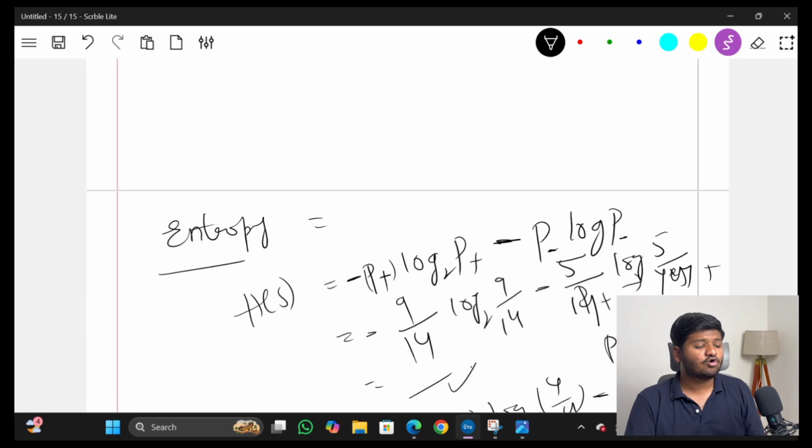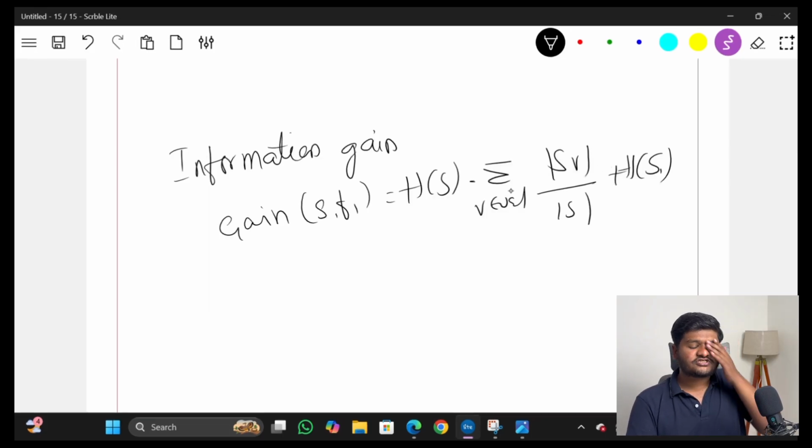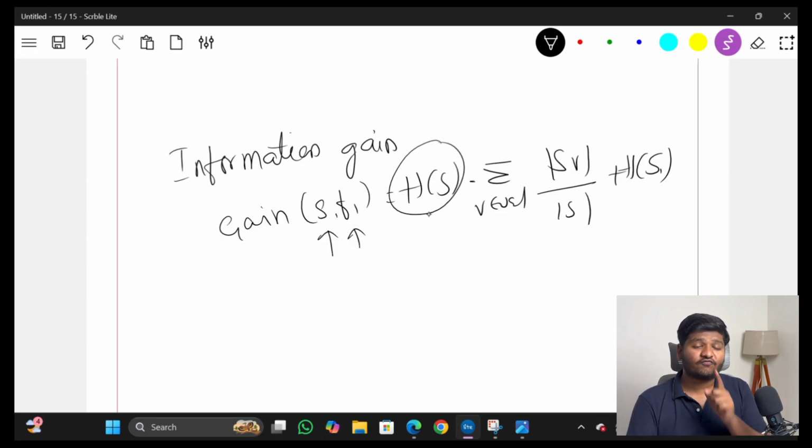Okay, let's quickly go here and I'll write the information gain formula. So this is my information gain formula. Now what is this? S means samples, F means feature. So which category am I going to do? What is H of S, guys? Entropy. Now what is H of SV? This is a subcategory entropy.